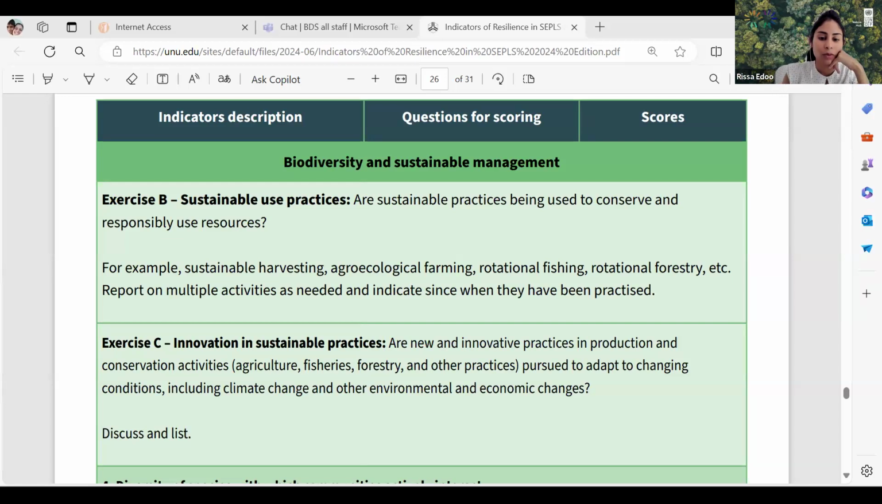So the question that we wanted to look at, I believe, was specifically on the theme of sustainable use of resources within the landscape. Are sustainable practices being used to conserve and responsibly utilize the resources in the landscapes? For example, sustainable harvesting, agroecological practices, rotational fishing, rotational forestry. At this point we're going to have a discussion on this landscape. We're using the example of George's landscape. He has already identified some of the environmental and social challenges and uses within the landscape for us.